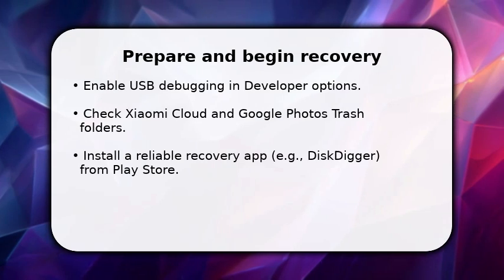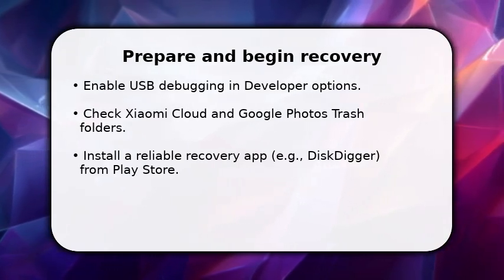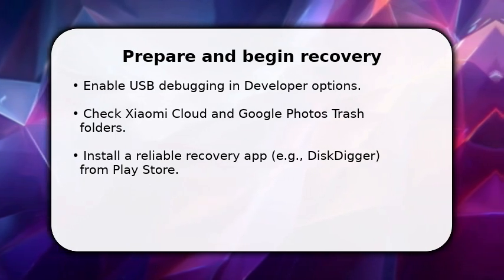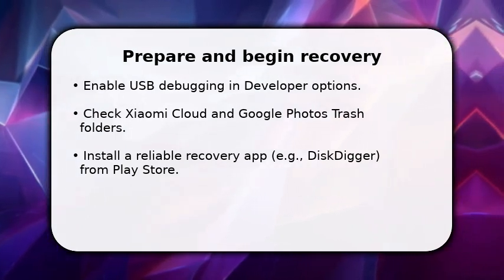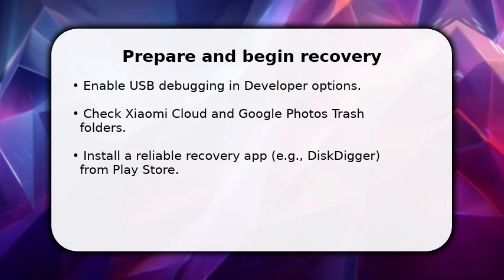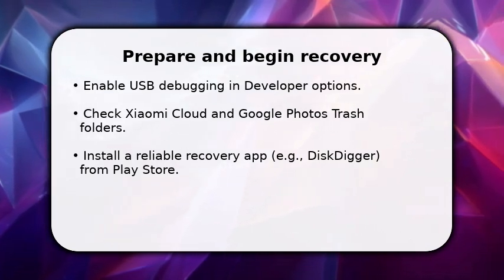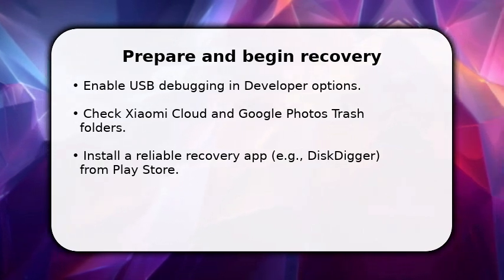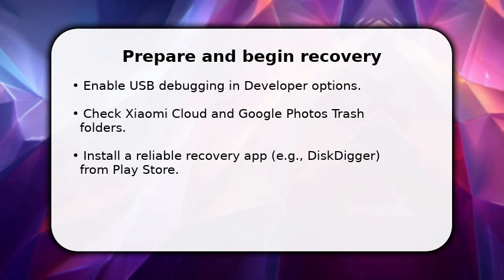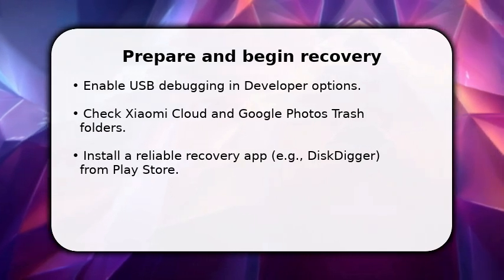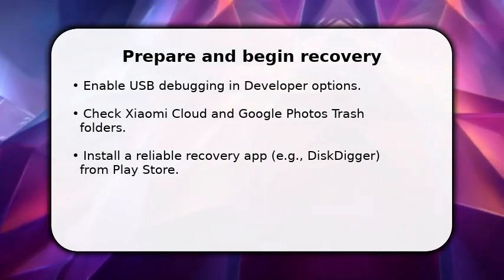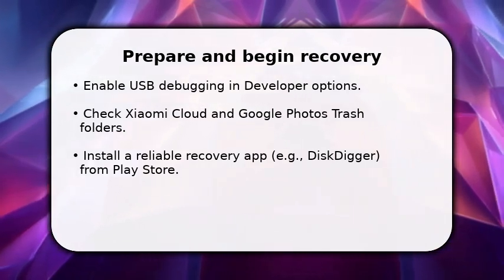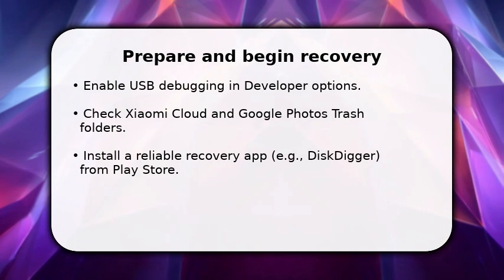You'll start by confirming prerequisites: USB debugging enabled, enough battery, and a stable connection. Plug your Xiaomi into a PC or keep it on Wi-Fi, then open Xiaomi Cloud and Google Photos Trash to look for quick restores. Once done, install a trusted recovery app from the Play Store. You need an app that can scan internal storage. This first step sets permissions and access so the recovery tool can read deleted picture blocks. Without that, deeper scans won't work.